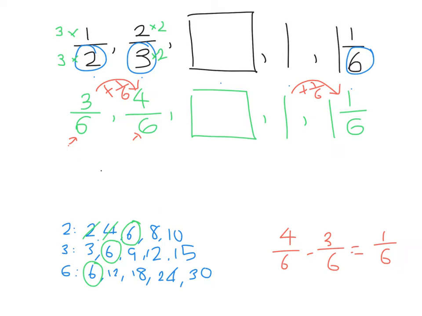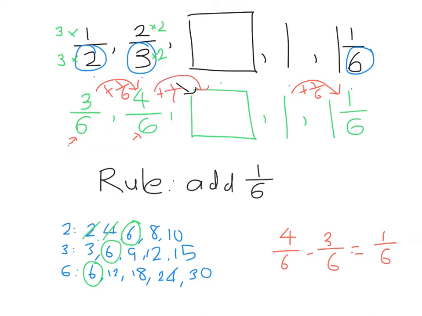So now I have my rule. My rule is, and you can write this down, add or plus 1/6. But now we have this missing little piece right here in this box. Okay, so I have 4/6, with my rule, plus 1/6. Well, that makes it easy. I just add my numerator. My missing number should be 5 over 6. Make sure that your work matches mine at this point.